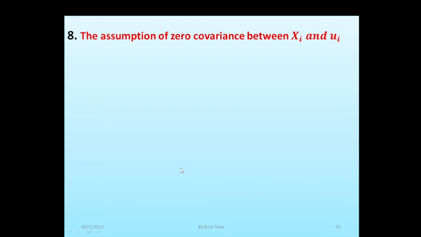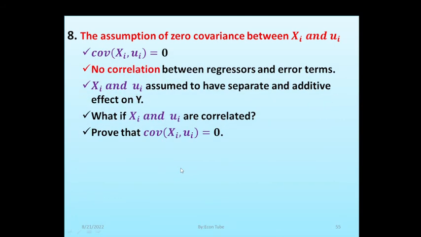Assumption 8: zero covariance between the independent variable xi and the error term ui. This means the covariance between xi and ui is zero. It shows no correlation between regressors and error terms, since xi and ui are assumed to have separate and additive effects on the dependent variable. What if xi and ui are correlated? Prove that.